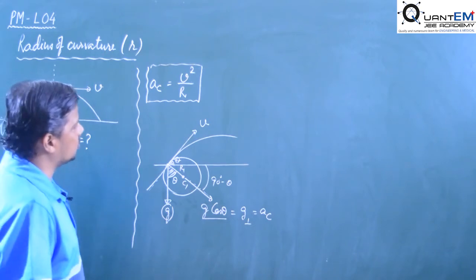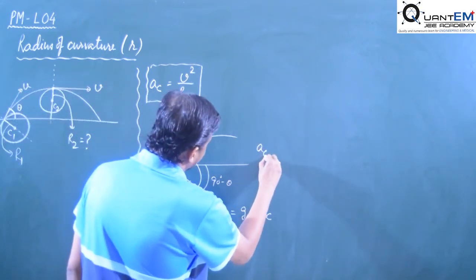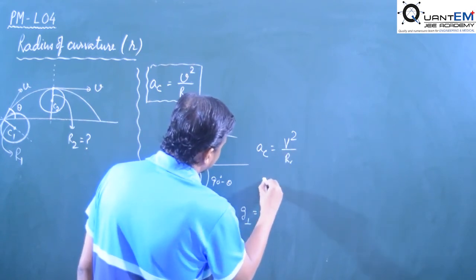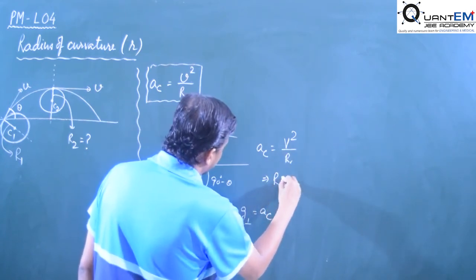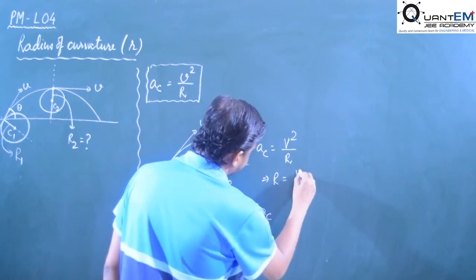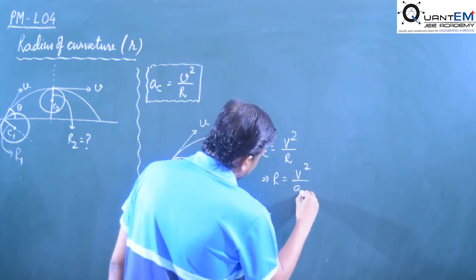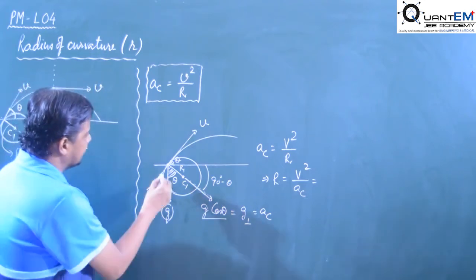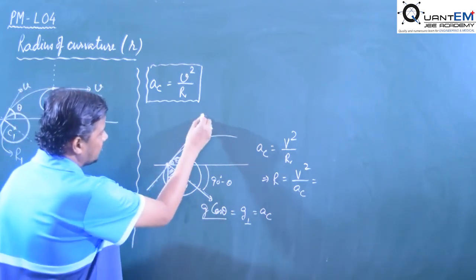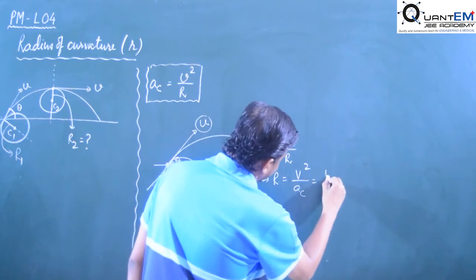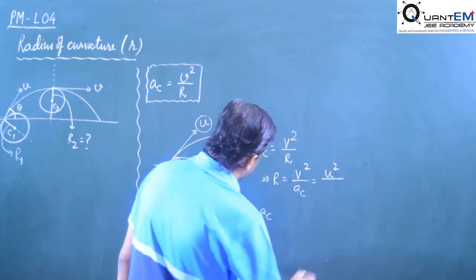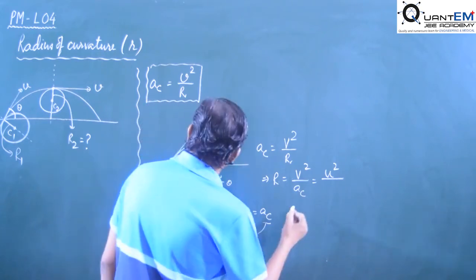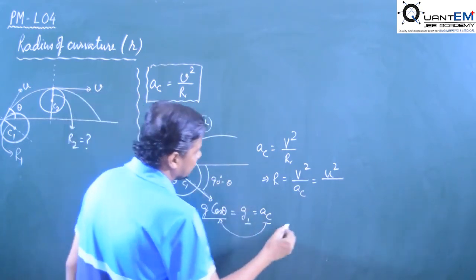So what is the formula for the centripetal acceleration? That is v square by r. So we have to get the value of r here. r is equal to v square by a_c. So what is the value of v here? The speed at the time of projection is u, so that is u square. And what is the value of a_c? a_c is g cos theta. Theta is this angle, the angle of projection.